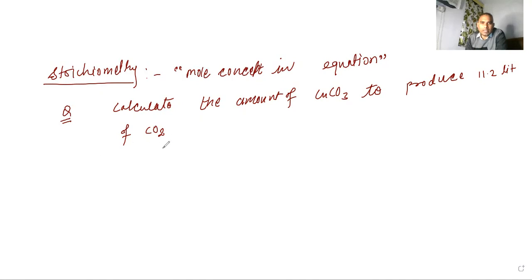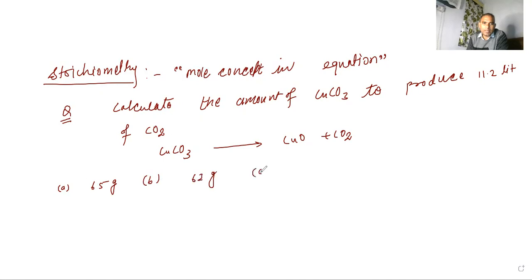They have given the equation: CuCO3 gives CuO plus CO2. Options are also given. A is 65 gram, B is 62 gram, C is 124 gram, and D is 120 gram. Okay, this is what they are saying.